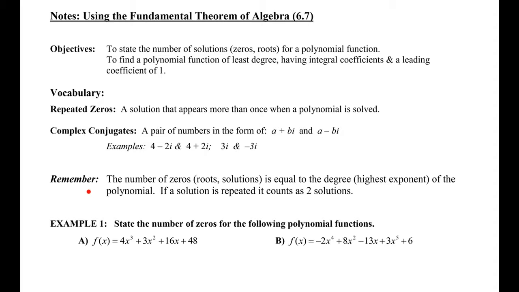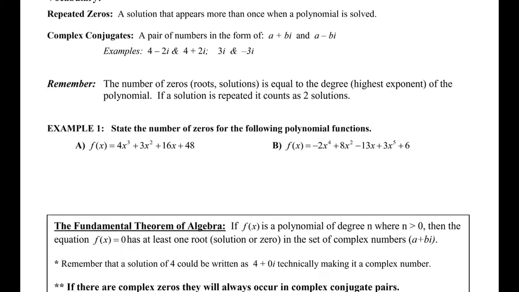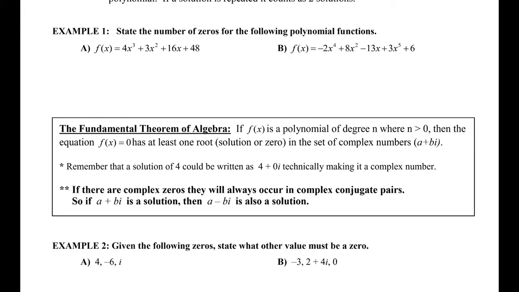Remember that the number of zeros is equal to the degree of the polynomial. If a solution is repeated, it counts as two solutions. For example, number 1, it wants us to state the number of zeros for the following polynomial functions. So for example A, the highest exponent is 3. That makes it the degree of the polynomial. It also tells us how many zeros there will be. So example A has 3 zeros. Example B has 5 zeros because the highest exponent is a 5.